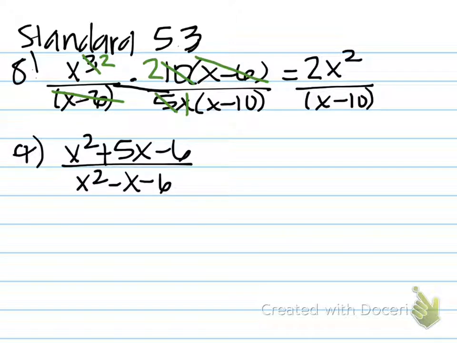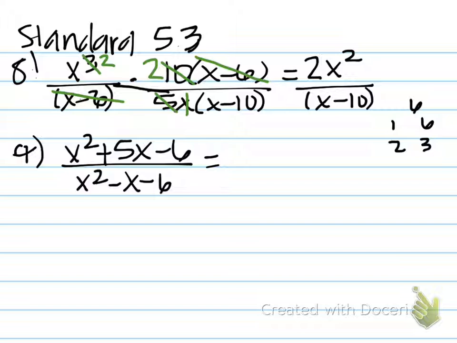All right, the next one, it's already been multiplied for us, so we just have to see if we can reduce. I see quadratics on the top, so now I'm going to have to factor. The top one, I need factors of 6. So I have 1 and 6 and 2 and 3. And they need to add to be 5, and they have to be opposite signs because it's negative 6.